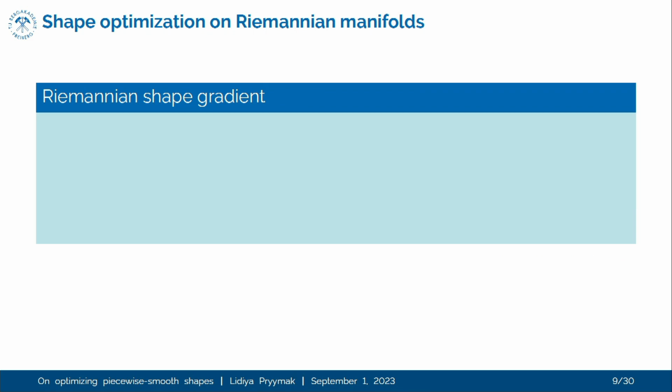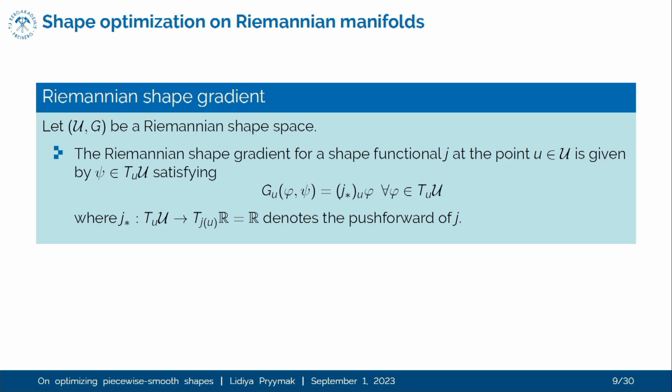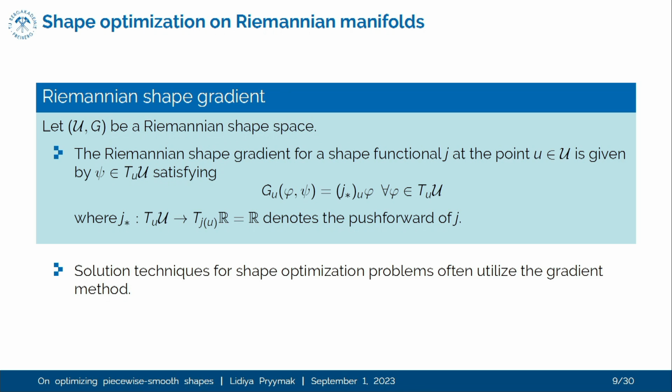Okay. Now we consider our shape space to be a Riemannian shape space. So we're with the metric G. Then we have the notion of Riemannian shape gradient. Well, the definition is just the usual definition for a gradient for a function between two smooth manifolds, using the metric and the push forward of our shape functional J, which is in this case our function. Okay. And I already mentioned that solution techniques for shape optimization problems, we often use gradient methods.